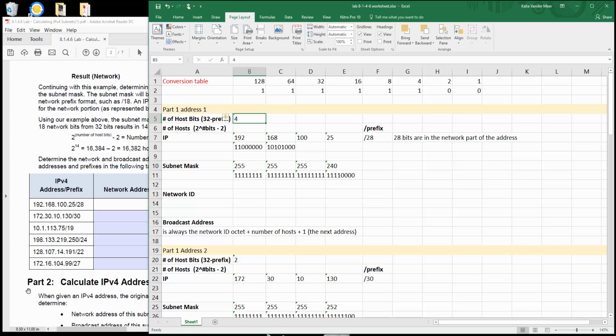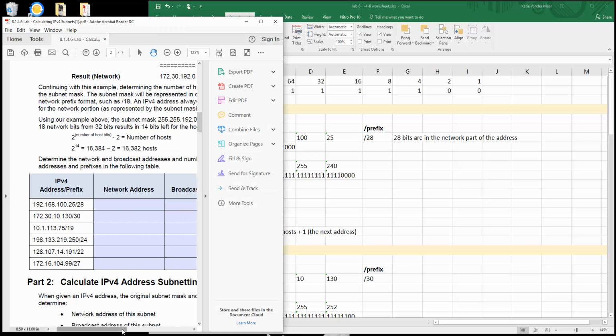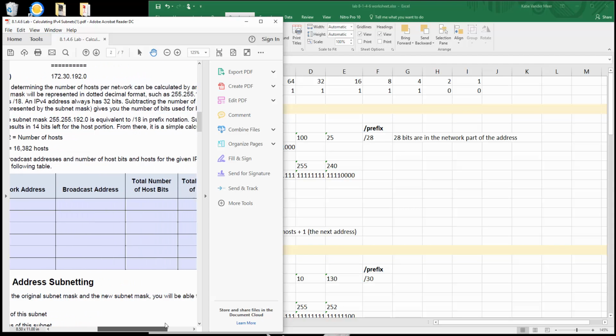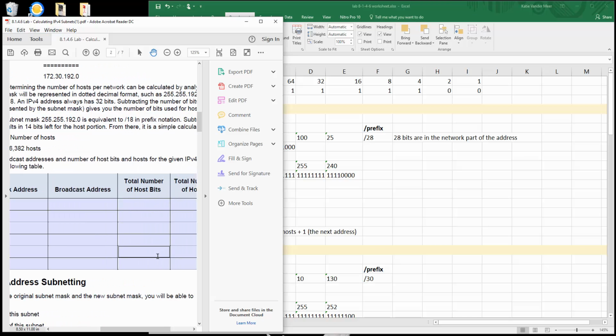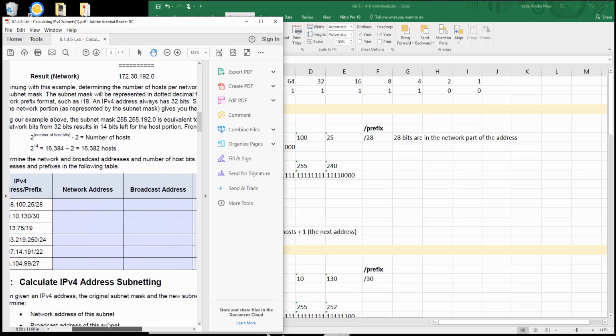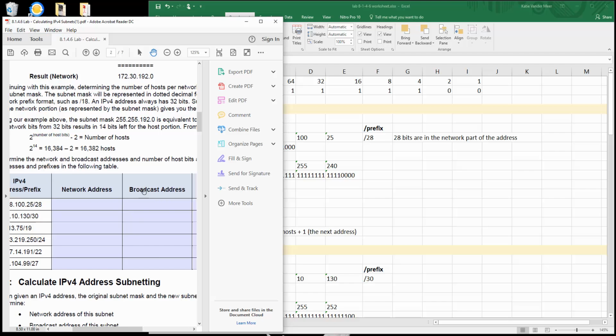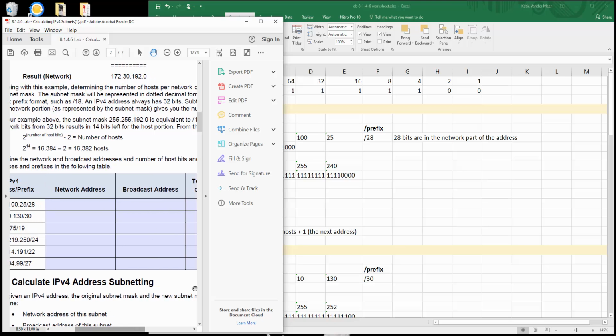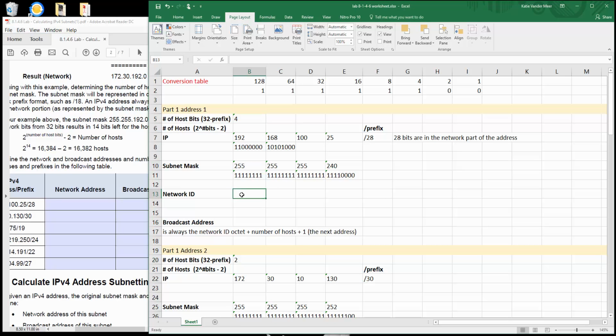Now, by the way, in the homework, the lab, we just filled out this table right here. There's no place for subnet mask. We didn't do that yet, or we don't need to write that in the table. Okay, let's figure out what our network ID is.